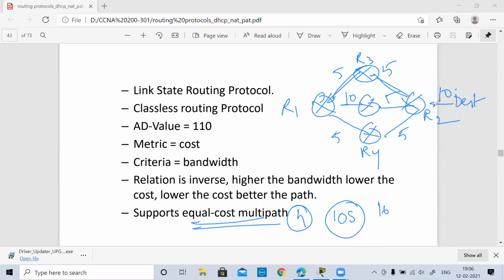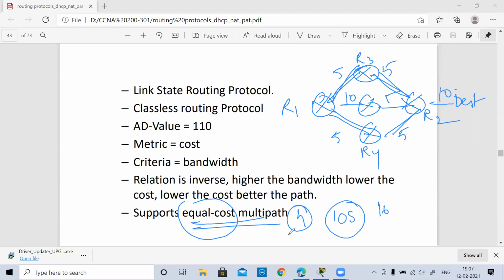Okay, so if you calculate the cost from R1 to R2, there are three parts. If you calculate, this is 10, this is 15, and this is again 10. So you find that there are two paths which are costing equally. So why not use both of them to balance your traffic? You can use both the routes because they are equal cost paths.